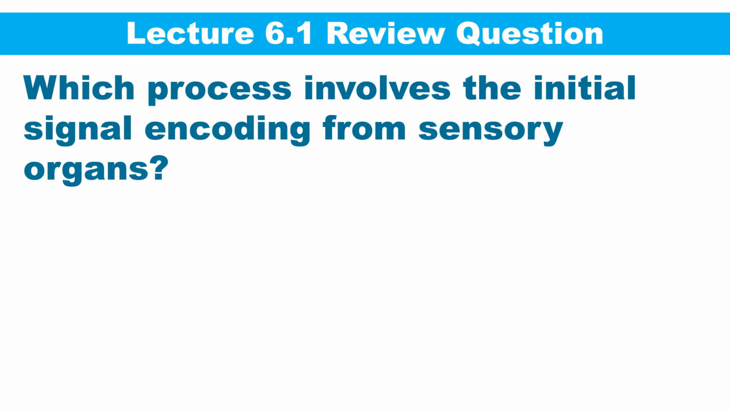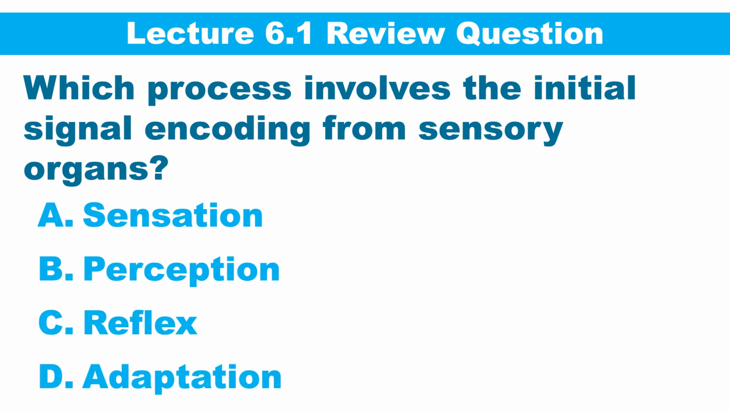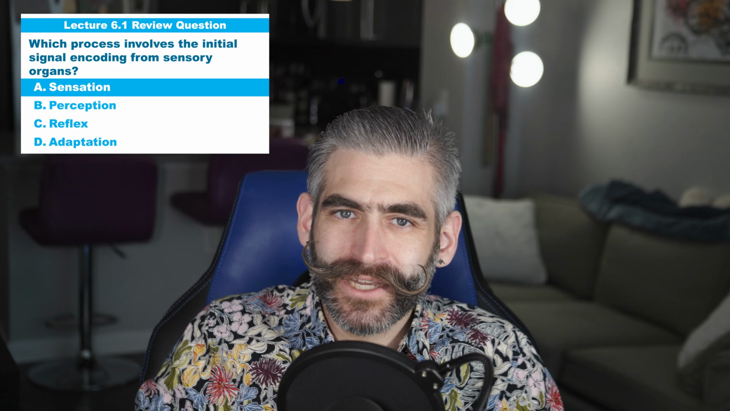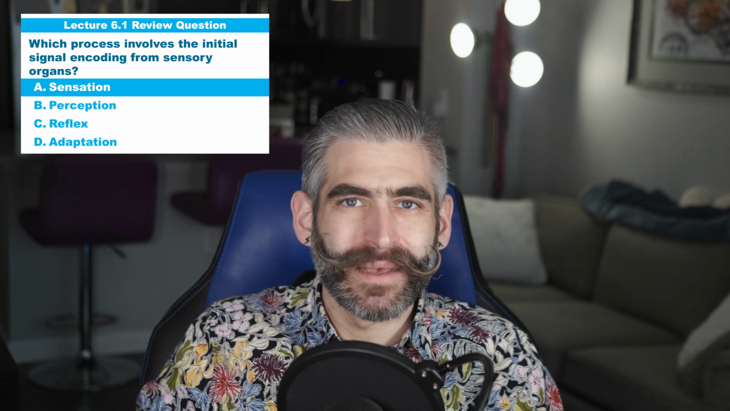But before we jump into today's material, let's do a quick check-in from our last lecture. Which process involves the initial signal encoding from sensory organs? Is it A, sensation, B, perception, C, reflex, or D, adaptation? If you said A, sensation, you're spot on. Sensation is the initial encoding of that raw sensory data. Perception is how the brain turns it into something meaningful.